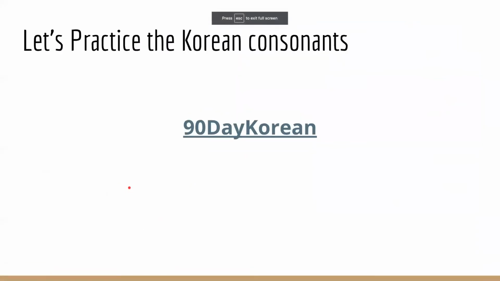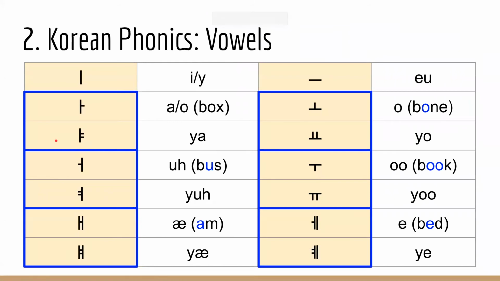Okay then. Now we're going to learn the Korean vowels. In English, some words start with the vowel such as apple. However, it does not happen in Korean language. In Korean, all words start with consonants. So here is eh. This one is A as in box. This one is Ya.